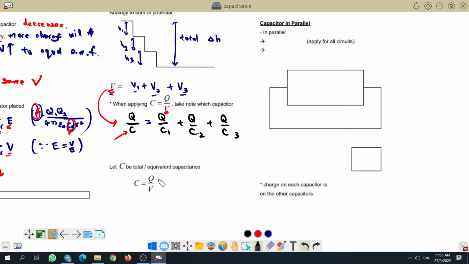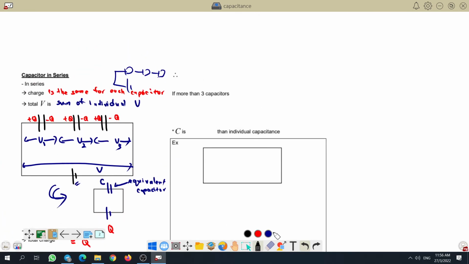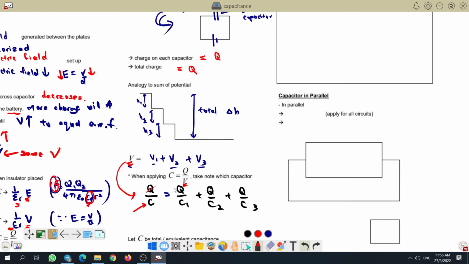Remember when we do C, this is the total, this is the total, and this is the total if we use the total. Oh, so cut away the Q. So what formula do you get? So 1 over C equals 1 over C1 plus 1 over C2 plus 1 over C3. Why is it like that? See? If you cancel the Q, Q, right?